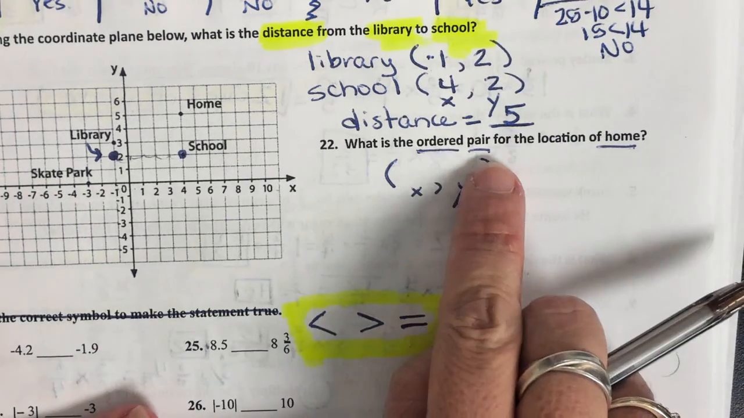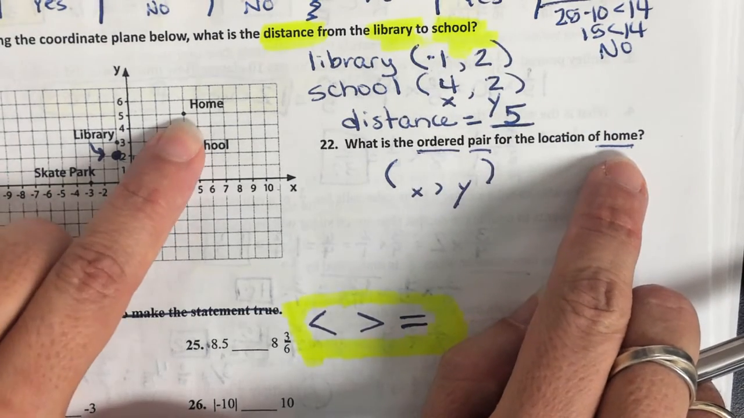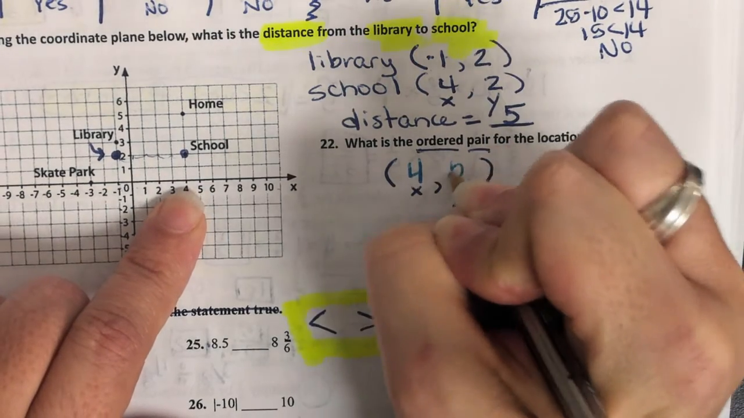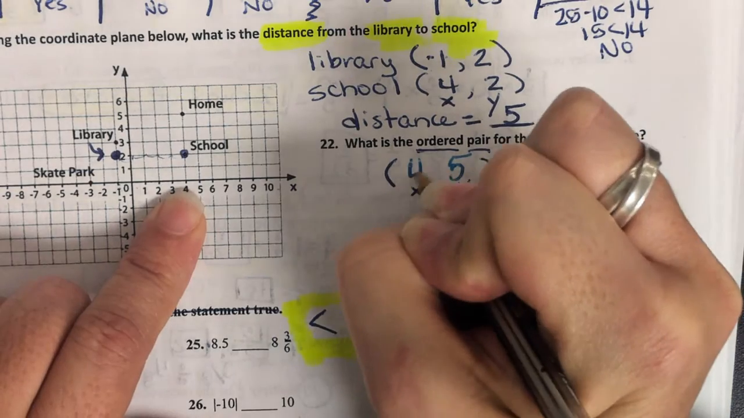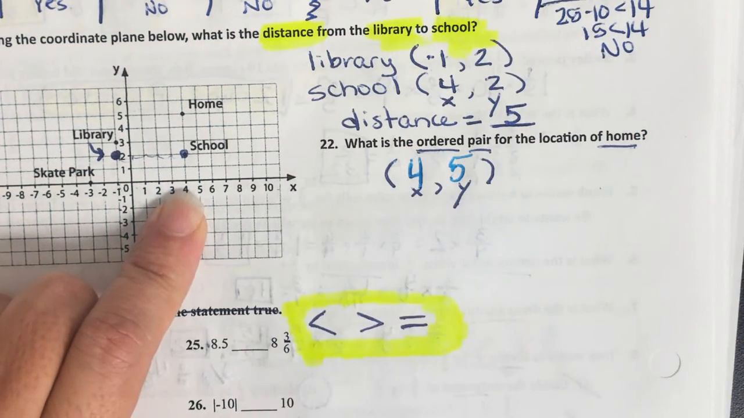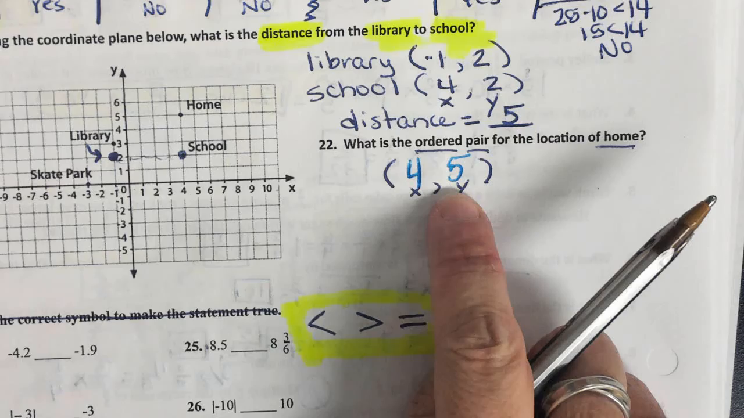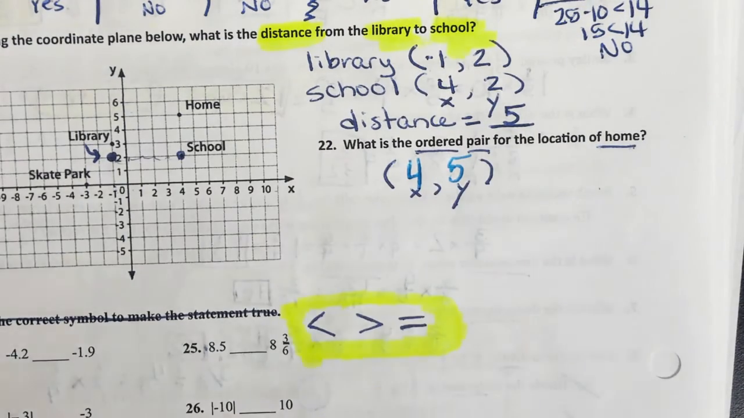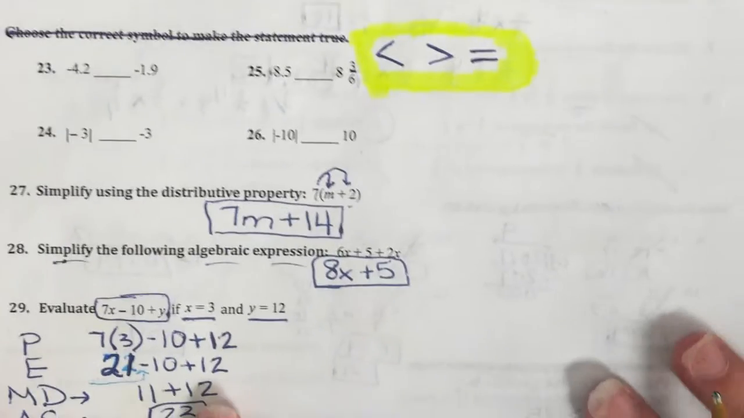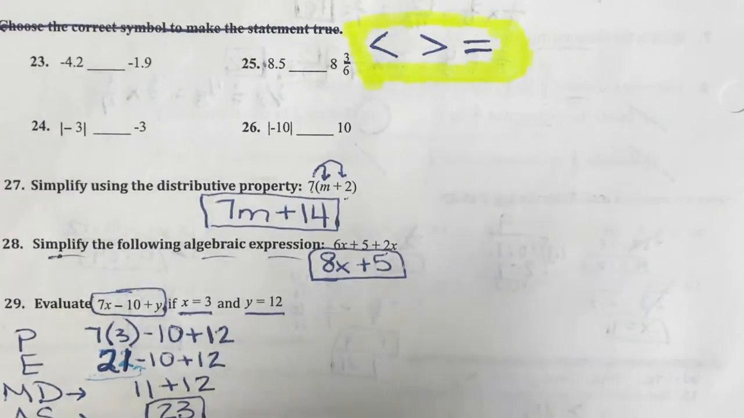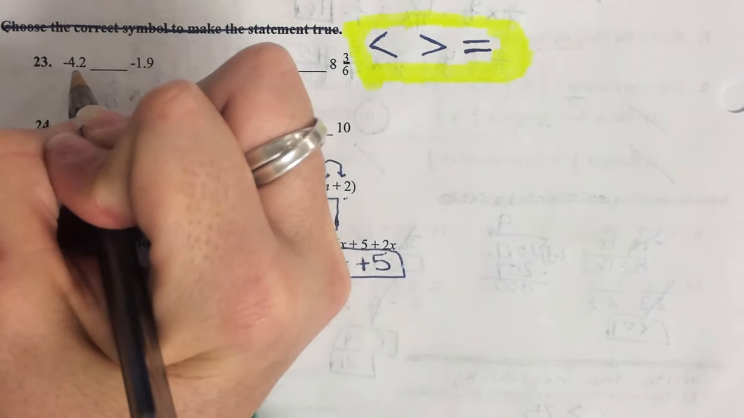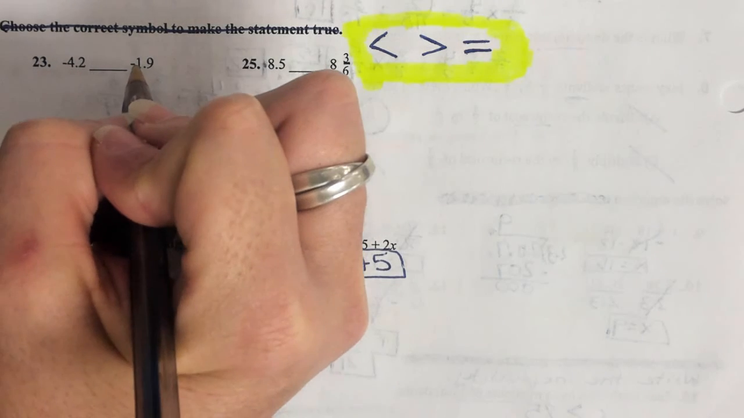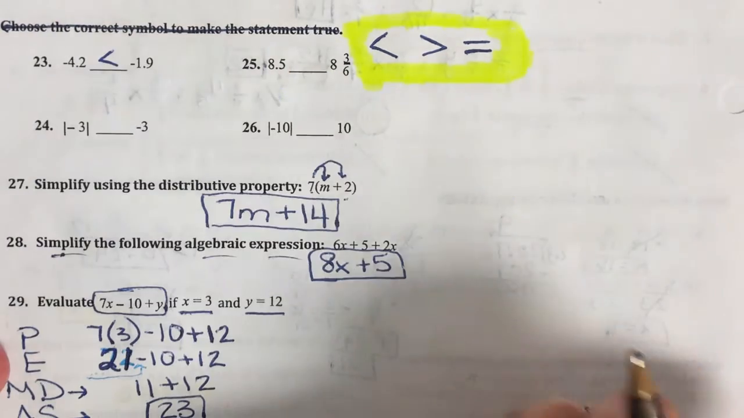Okay, now they want the ordered pair for the location of the home. It is at 4 and 5. Over 4, up 5. Very easy to trick y'all by putting a negative sign. Be careful that you pick the one you really want. Okay. The next, 23. Okay, -4 is less than -1, meaning -1 is more.